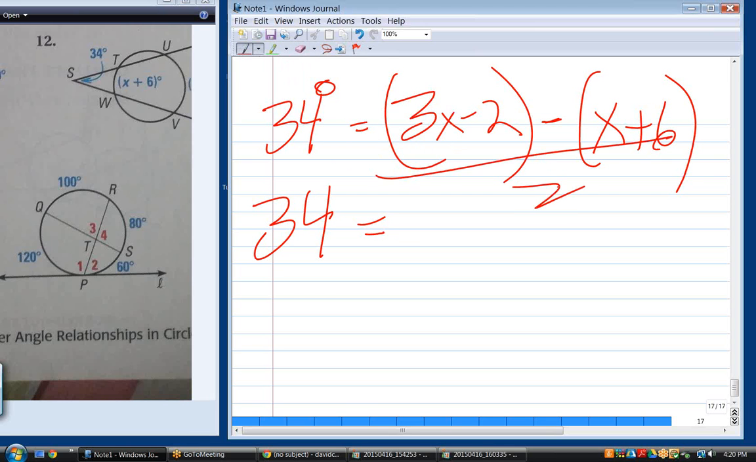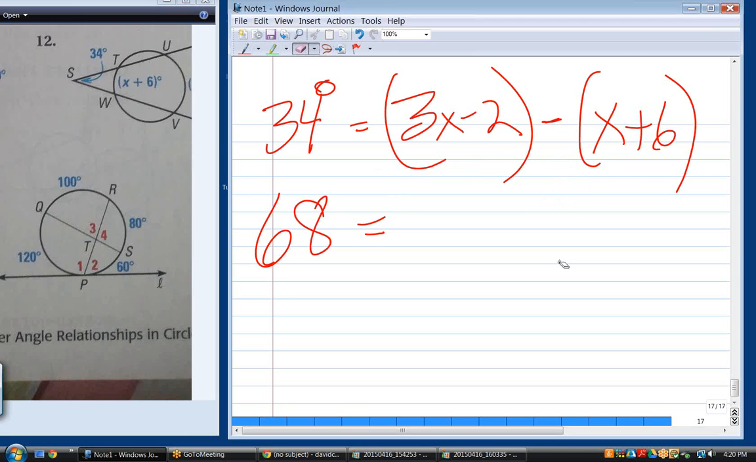Yes, divided by 2. So the first step is to multiply by 2. So that turns that to 68. And now the next step is to remove the parentheses. Well, I can remove the first set of parentheses without doing anything. I didn't need those in the first place. I used them because they were clarifying. It helped us understand what we were doing. We were taking this arc and subtracting this arc.